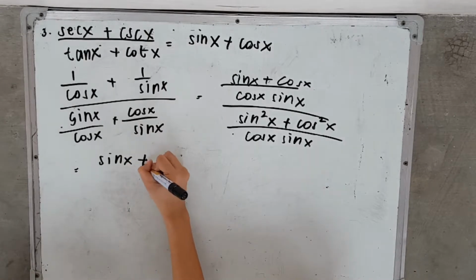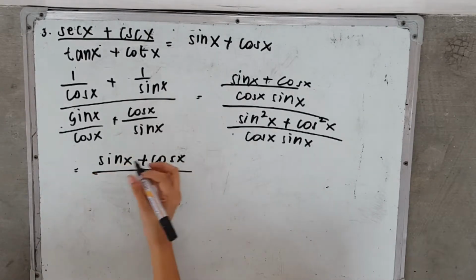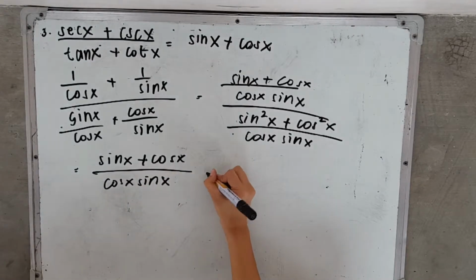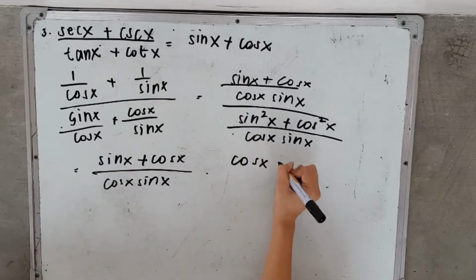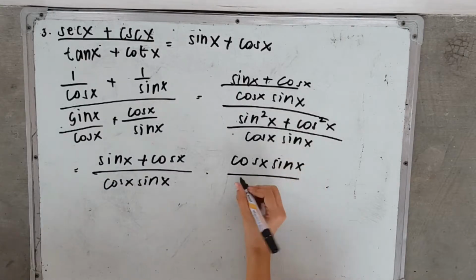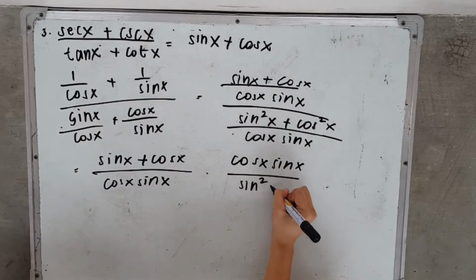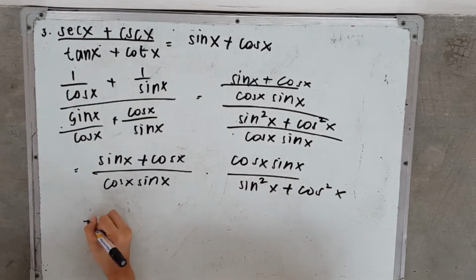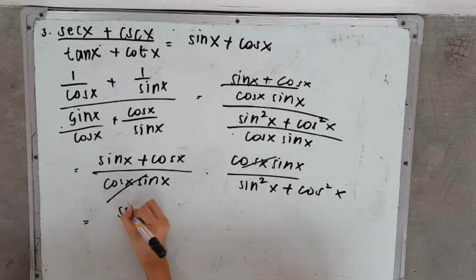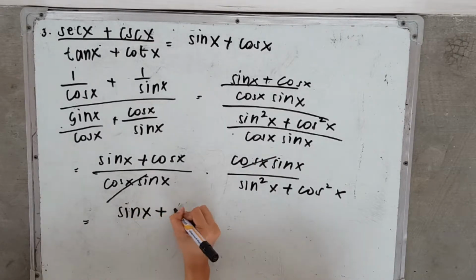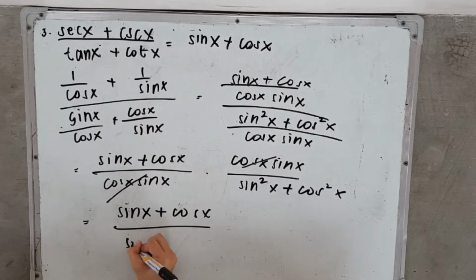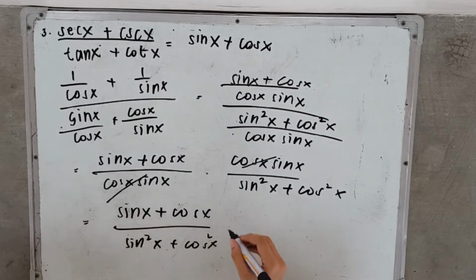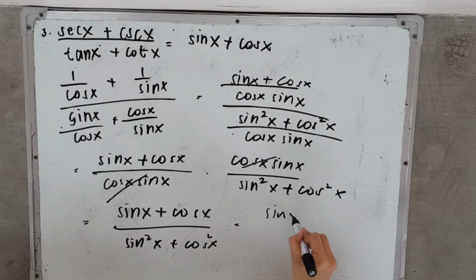Since we simplified the equation, we will divide the numerator and denominator. In dividing, we will reciprocal the denominator. Sine x plus cosine x over cosine x sine x multiplied by cosine x sine x over sine squared x plus cosine squared x. Cosine x sine x will be cross cancelled, so our equation now is sine x plus cosine x over sine squared x plus cosine squared x.